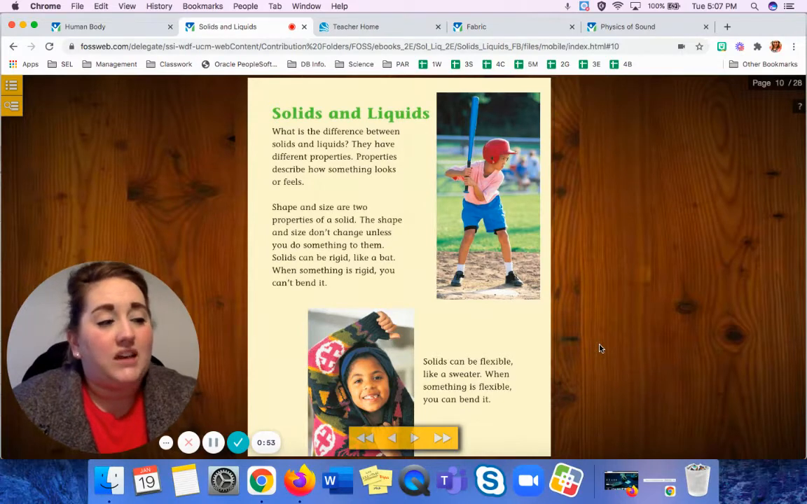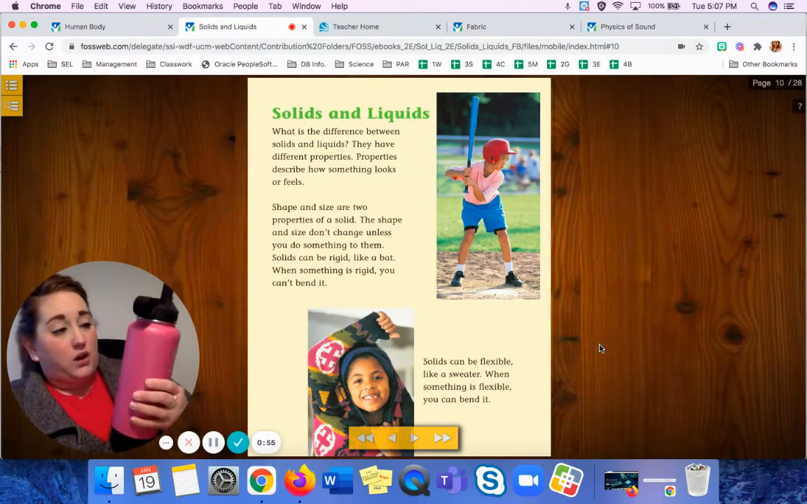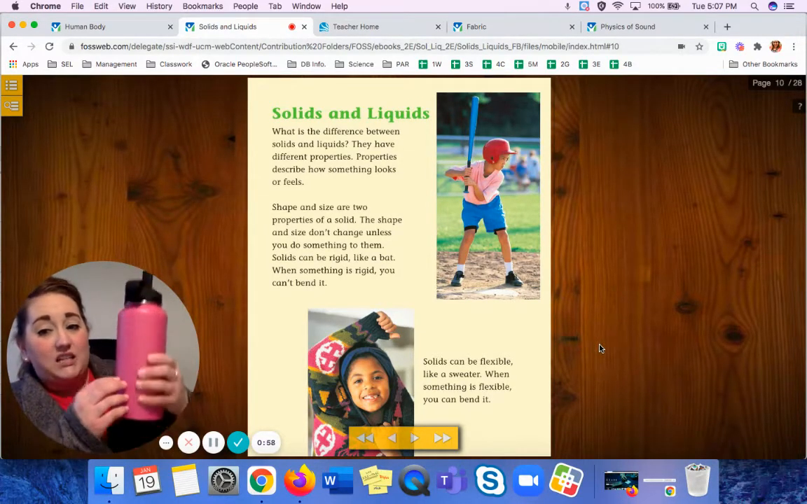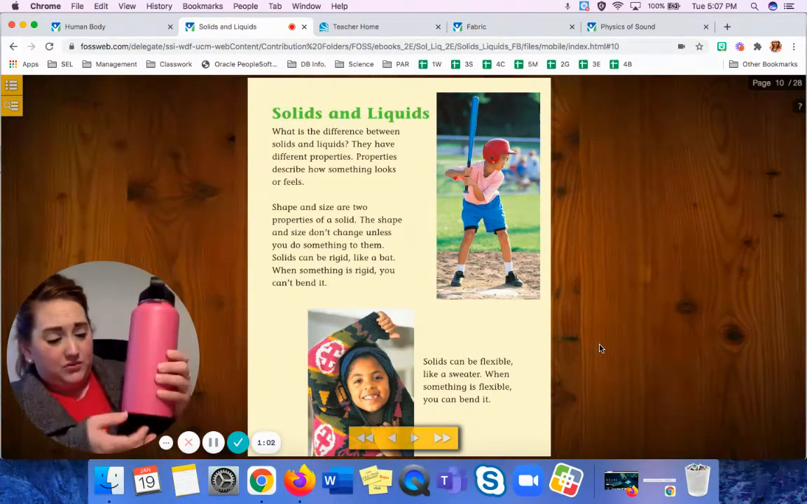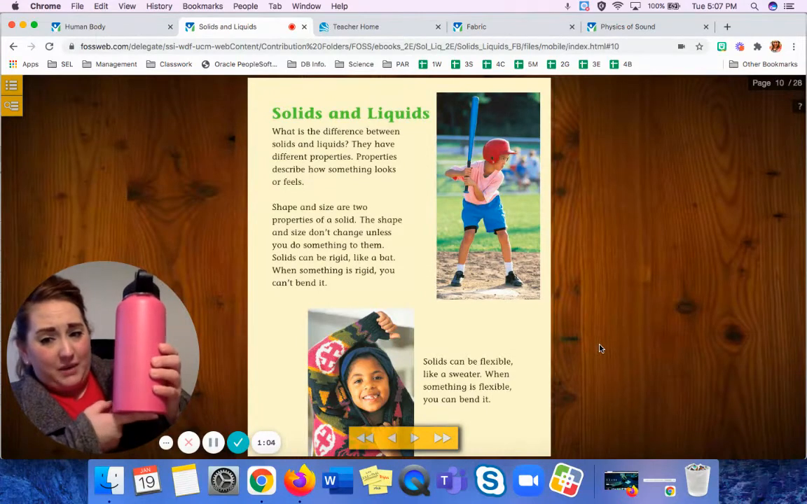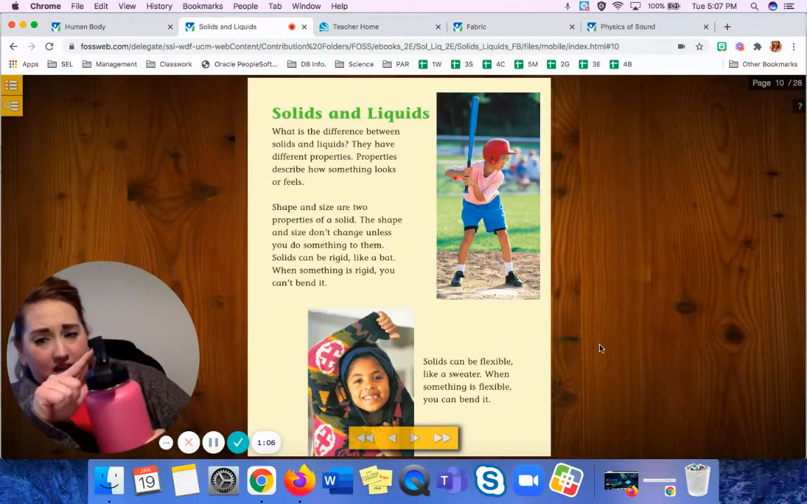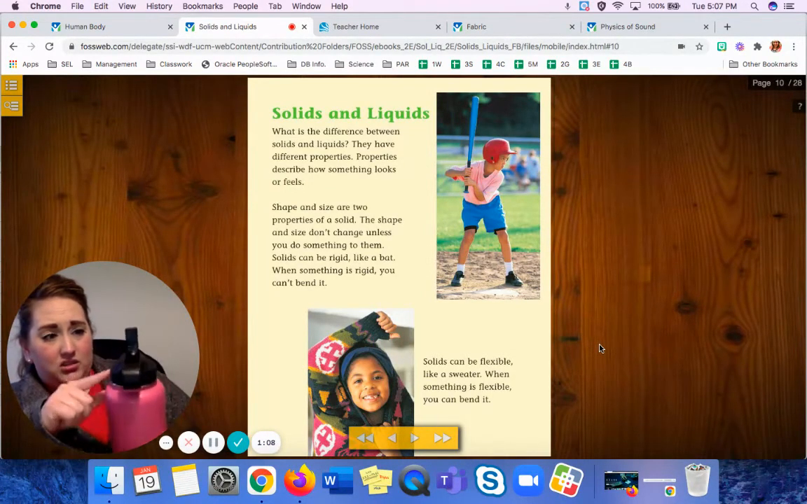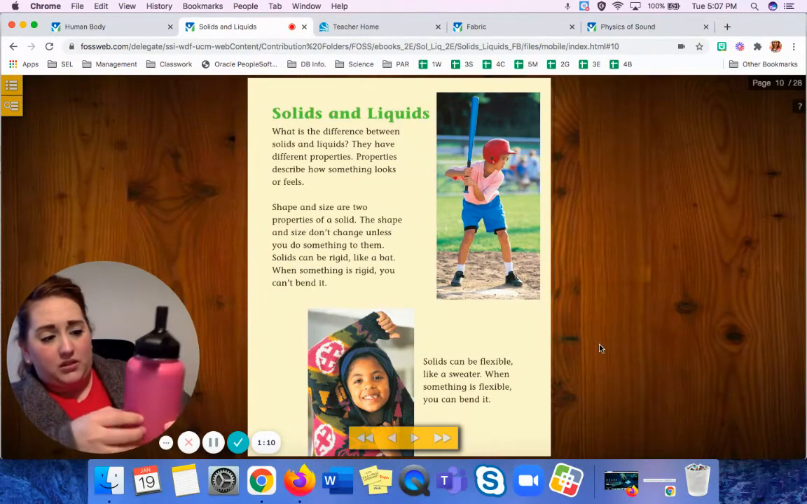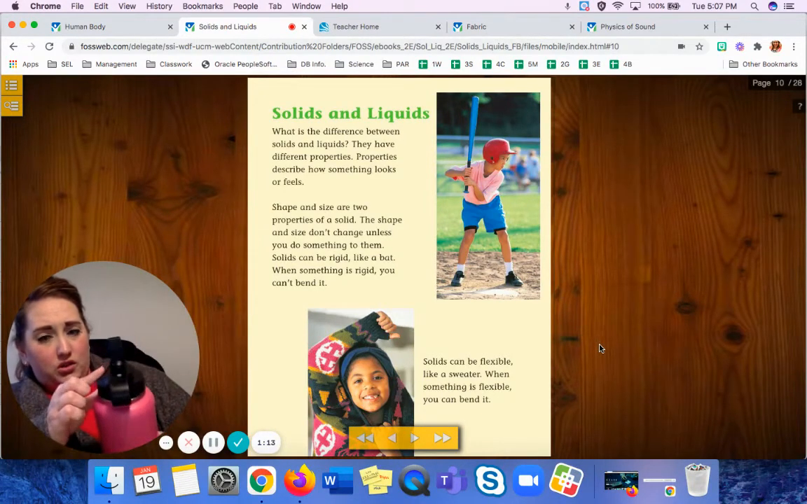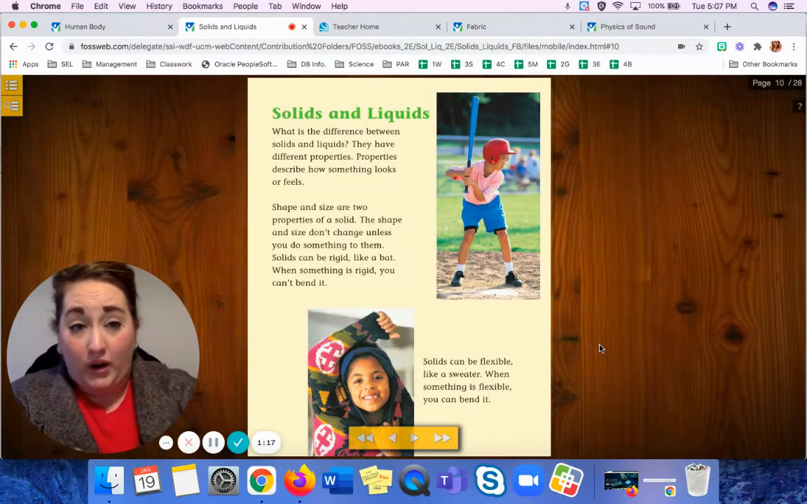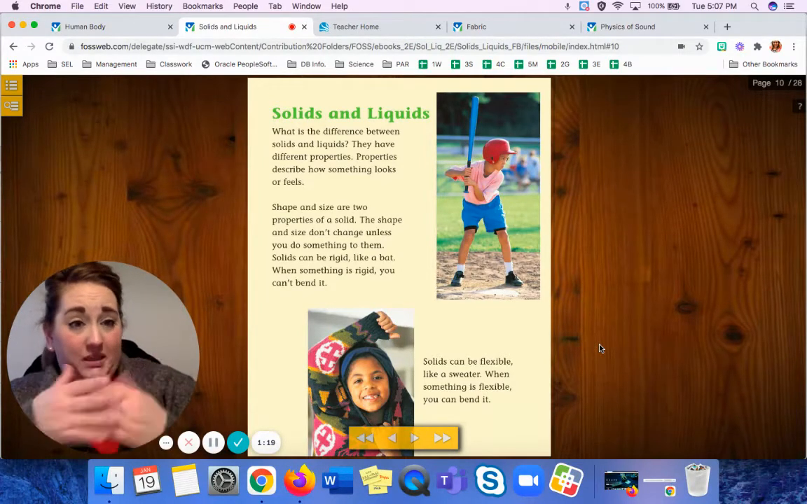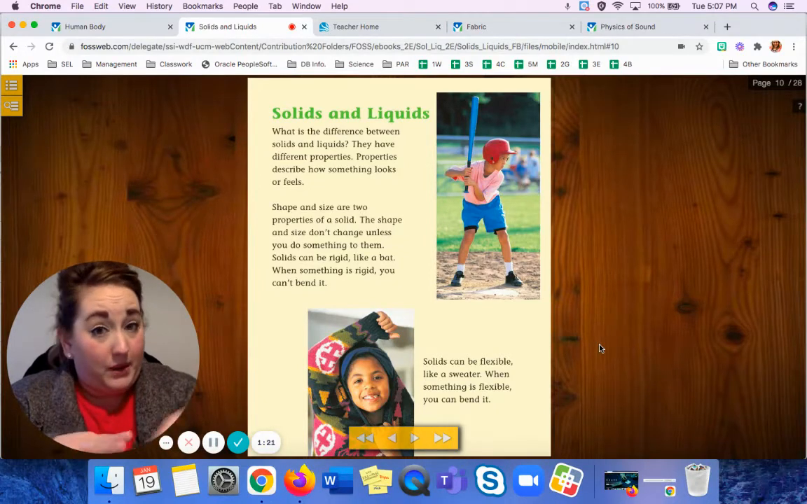So if I were to give you a property of this water bottle, I would say that it is pink, that it's hard, that it has a flat bottom, and that it has a black lid and straw. The bottle is smooth, the lid is a little rubbery. All of those are describing words, right? They tell you about my water bottle.